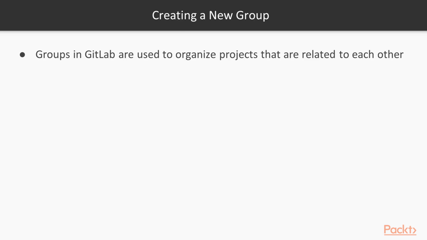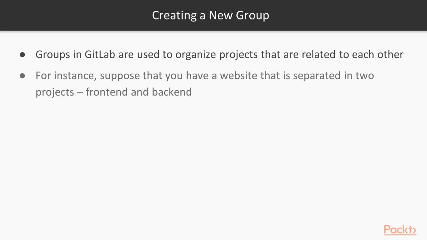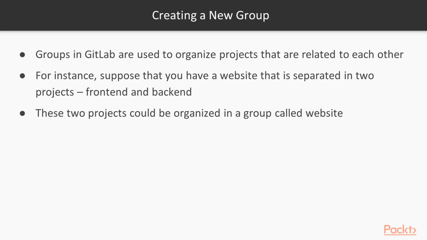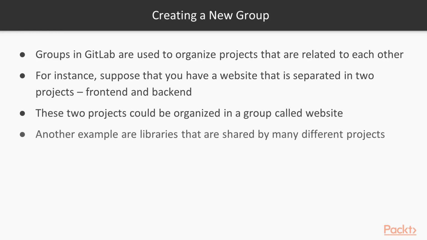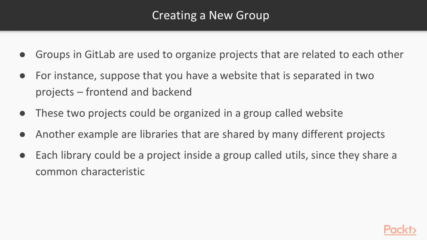Groups in GitLab are used to organize projects that are related to each other. For instance, suppose that you have a website that is separated in two projects, front-end and back-end. These two projects could be organized in a group called website. Another example are libraries that are shared by many different projects. Each library could be a project inside a group called utils, since they share a common characteristic.